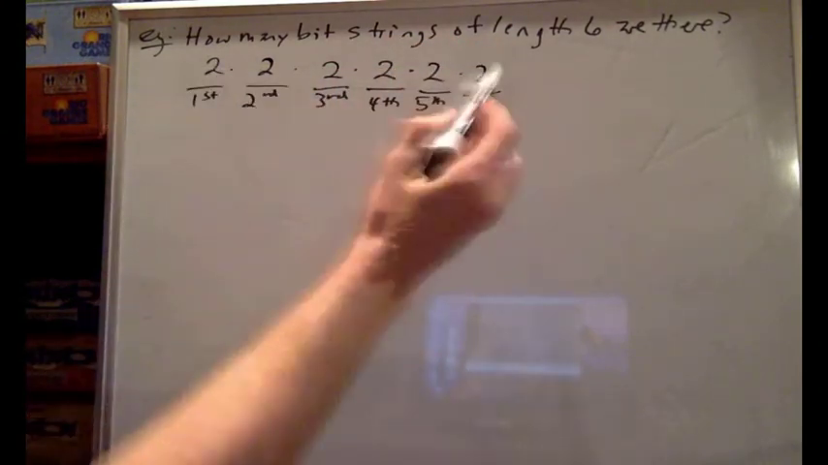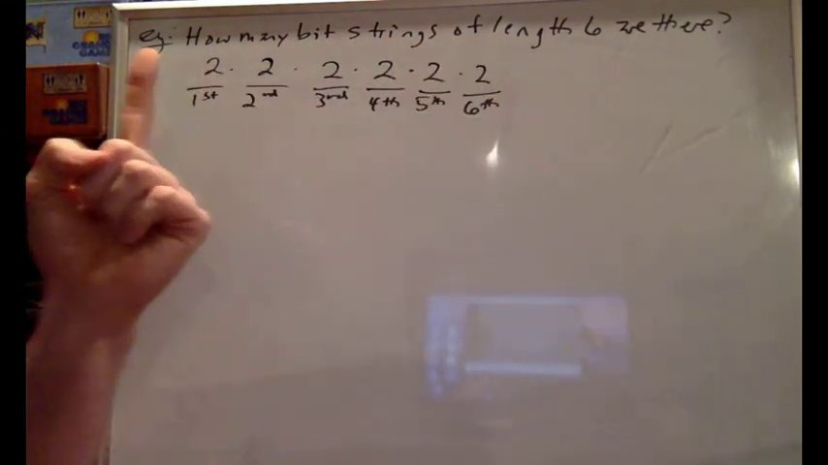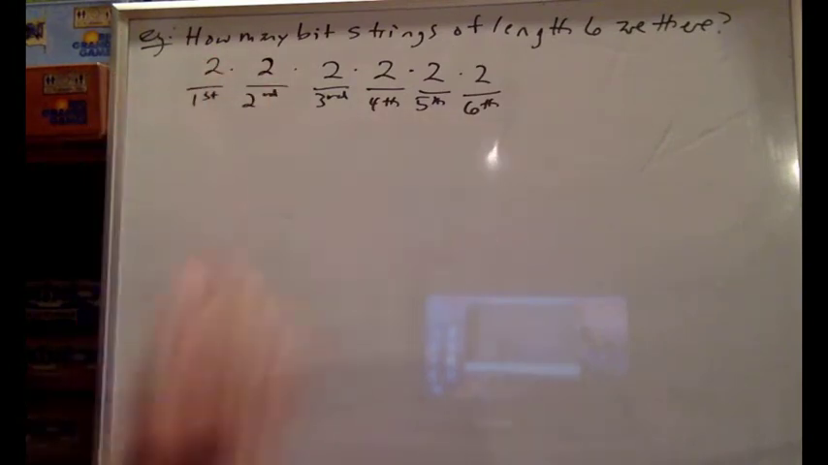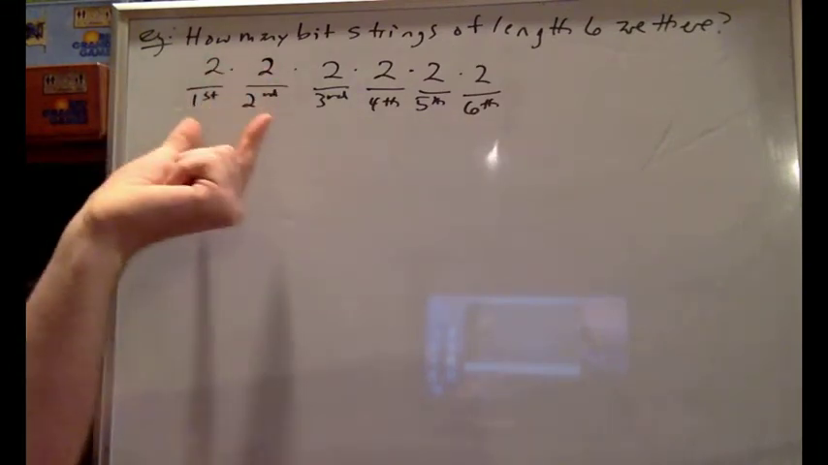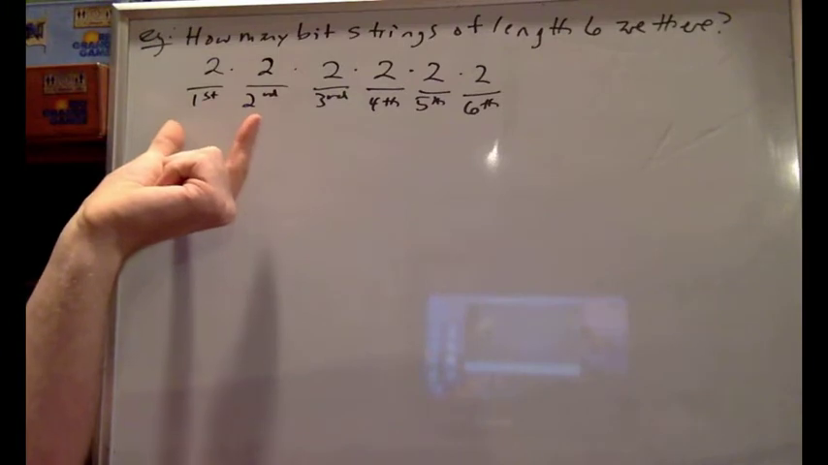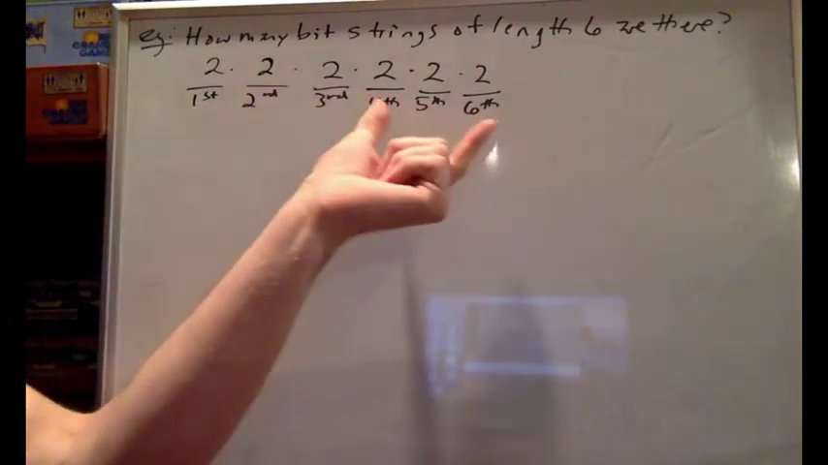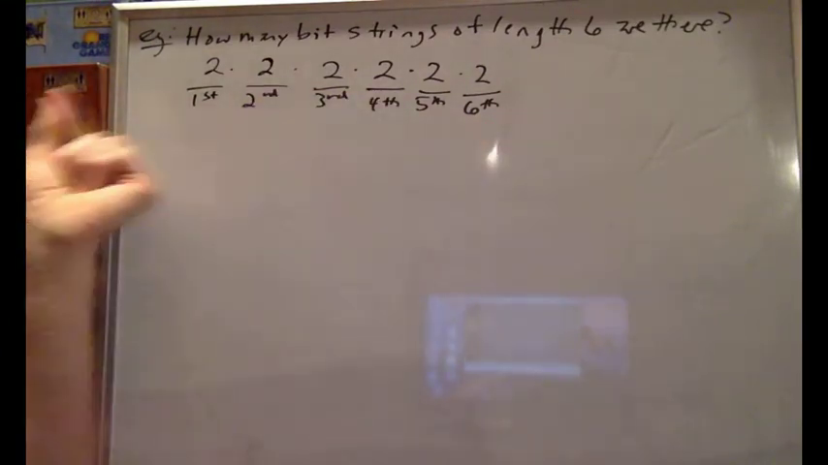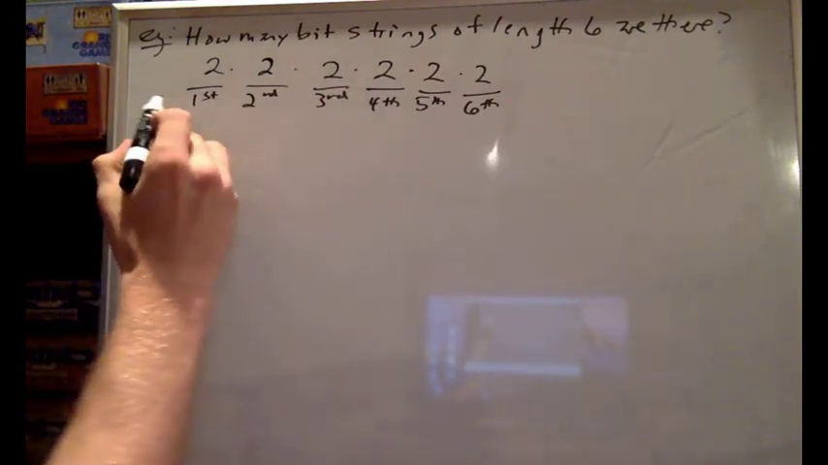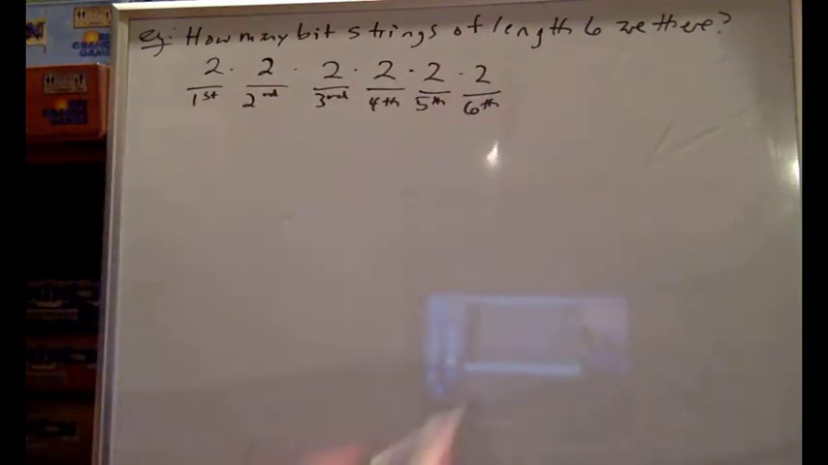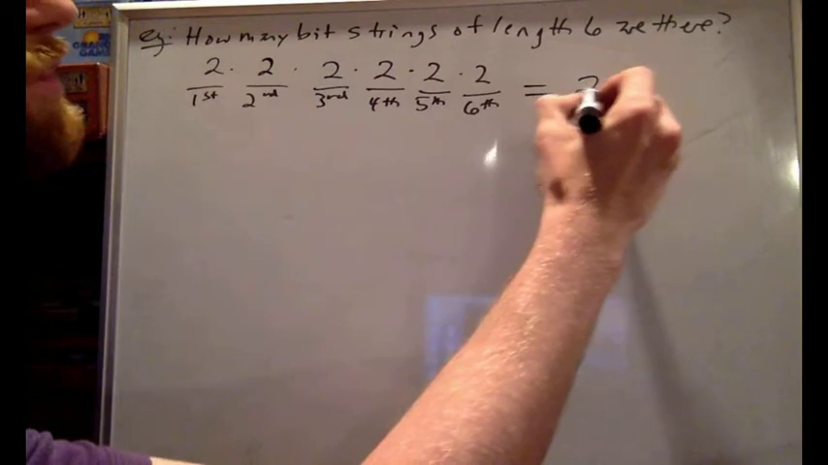I'm multiplying because I have to do this and this and this. It's ands all the way across. It's not like I could pick earlier binary digits and then ignore picking the later ones. I have to do all of these. So since I'm using an and in my process, the total here is going to be 2 to the 6th.